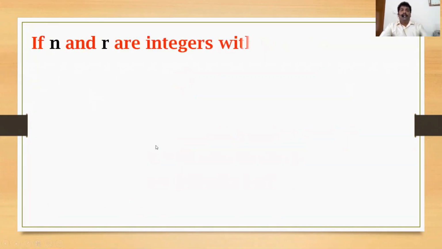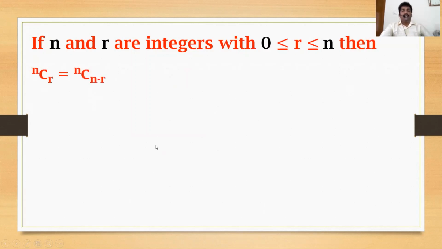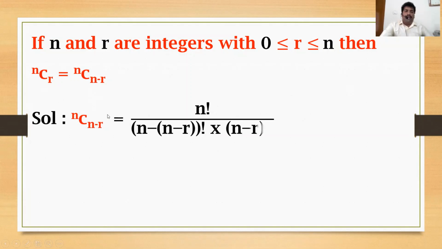Next, if n and r are integers with 0 less than or equal to r less than or equal to n, then nCr is equal to nC(n minus r). This is one formula. We should remember this formula. nCr is equal to nC(n minus r). So we'll see its solution. nC(n minus r) I took. That is the right hand side part I took here.